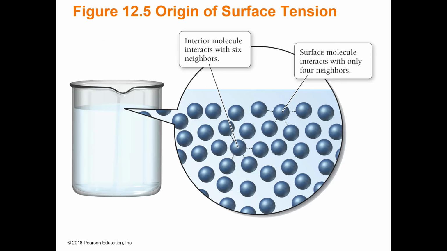Visually, molecules at the surface feel a net inward pull, like kids on the edge of a huddle being pulled toward the group. That inward pull tightens the surface, giving us surface tension.